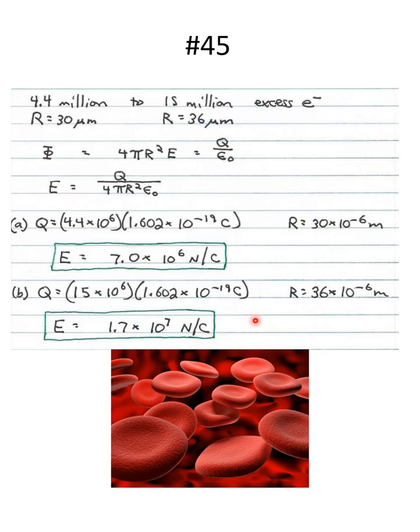For part B, with the human cells, you can get the charge, 15 million electrons, as you see that I've done here. Multiply those out. The radius is 36 times 10 to the negative 6 meters. So we're going to take that charge, take that radius, and plug it into the electric field equation up here where my red pointer is, and you should get 1.7 times 10 to the 7th newtons per coulomb as the electric field.